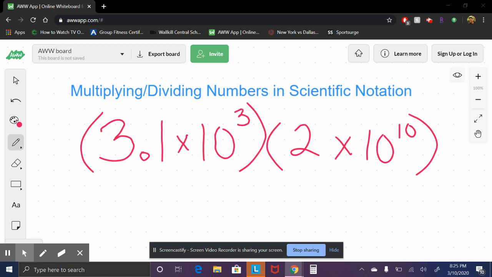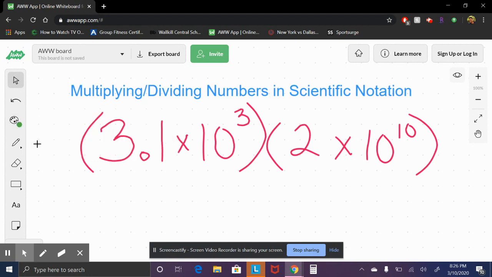In today's video, we're going to be multiplying and dividing numbers in scientific notation. So if we take a look at the first problem, we have two numbers in scientific notation: 3.1 times 10 to the third and 2 times 10 to the 10th. We use the same laws that we use when multiplying numbers with exponents. When we multiplied terms, we multiplied the coefficients, kept the base, and added the exponents. The same thing goes with multiplying and dividing numbers in scientific notation.